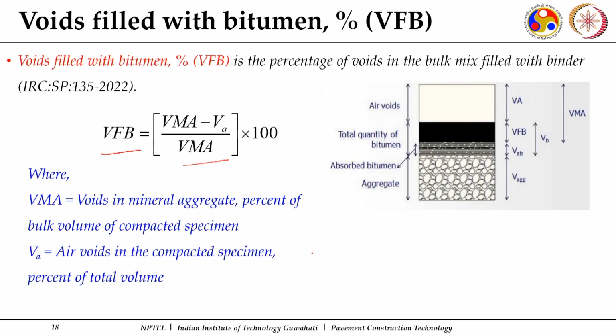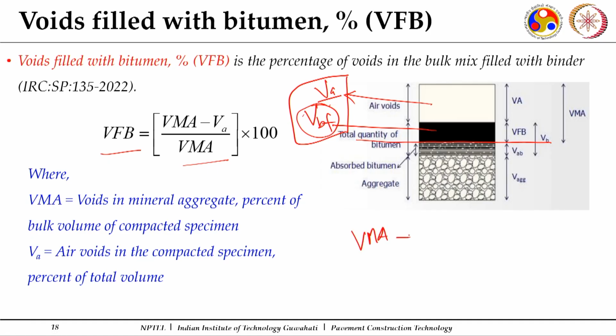So this VMA, what was it having? My VMA was having this free asphalt with me. This is my free asphalt, and it was having my air voids. Now what I want to ensure out of it is how much percentage of this free asphalt is there in this total volume. So for this particular one, VBE plus VA is your VMA, and subtracting VA will give you the volume of free bitumen. So this is your volume of free bitumen determined in terms of percentages.